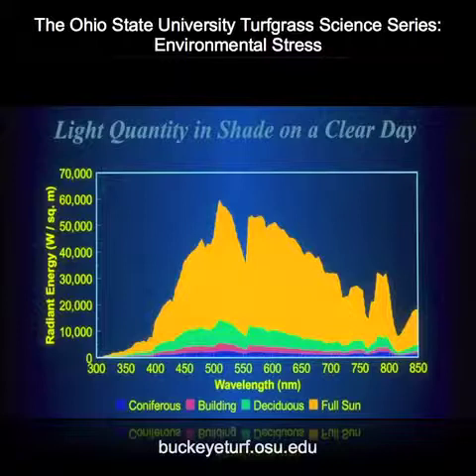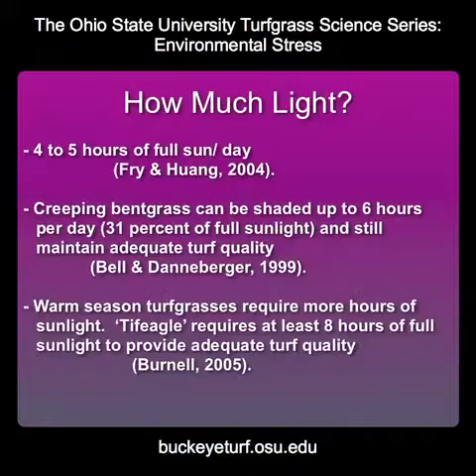The yellow shaded area represents the amount of radiation that the turf receives in full sun. The x-axis represents the visible light wavelengths 380 to 700 nanometers, and the y-axis the amount of radiant energy. The amount of radiant energy the turf receives under a deciduous tree, the green area, or a conifer tree, blue area, or building shade, which is the purple area, is greatly reduced, almost by 90%. It is obvious the reduction in the amount of light will influence the photosynthetic ability of the turf. It also begs the question of how much light does a turf need to survive.